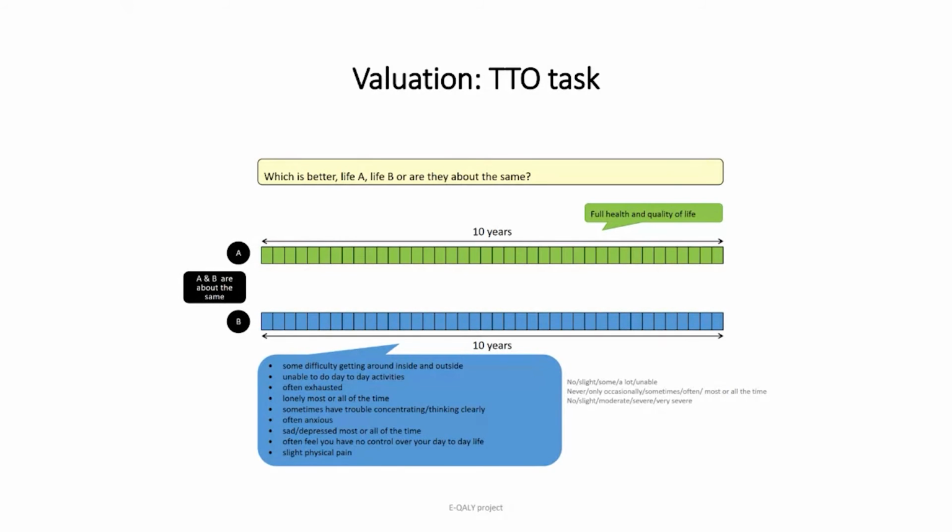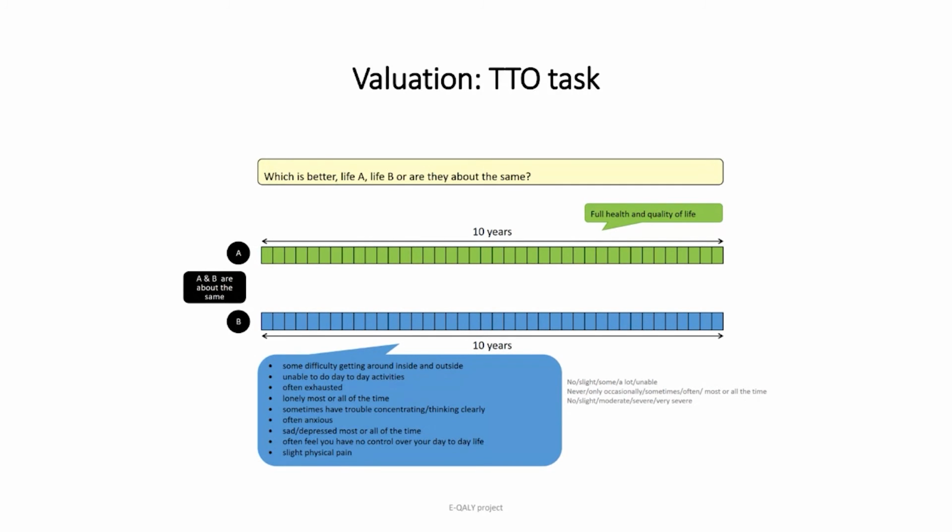So for the time trade-off, essentially we're asking people to trade off length of life and quality of life, and we ask questions a bit like this. The blue box describes a health state, described by the classifier, taking 1 level from each of the 9 dimensions. And we say to people, imagine you're going to live for 10 years in that state. That's life B. And then compare that to life A, where you're in full health and full quality of life for 10 years. Now, in this case, most people would choose A.